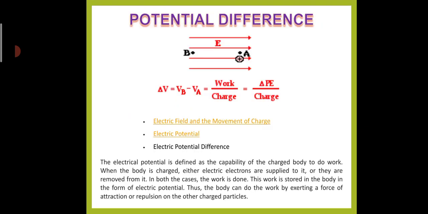Now, potential difference. In potential difference, the work and potential energy. Force is an interaction that changes the motion of an object. Energy is the ability to do work. When an object has energy, it has the ability to do work.